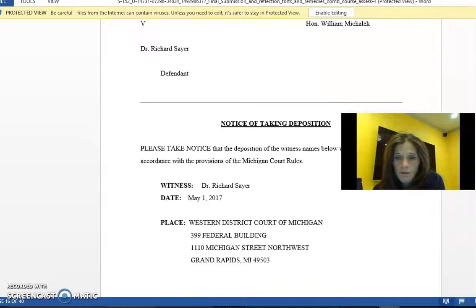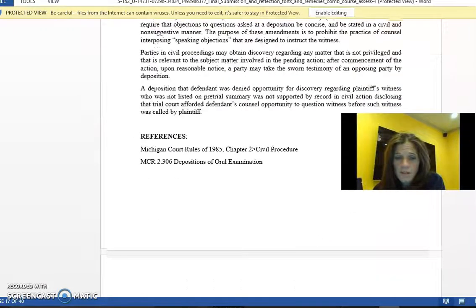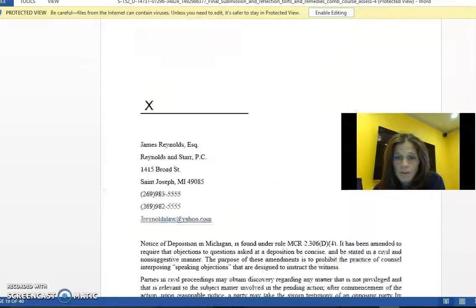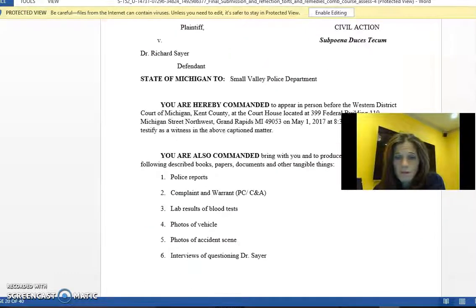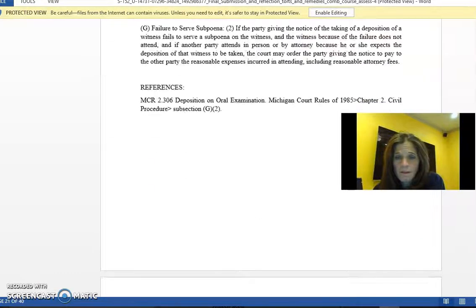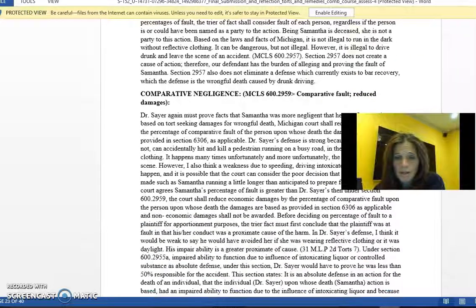Then there was just appeals. There was a notice of taking deposition. We did a subpoena. Many, many, many legal documents here in this class, in this project.